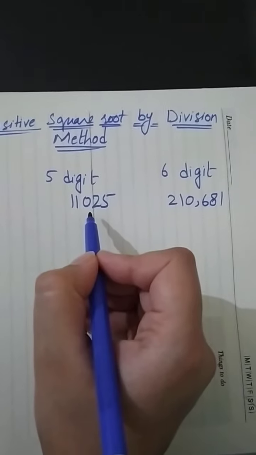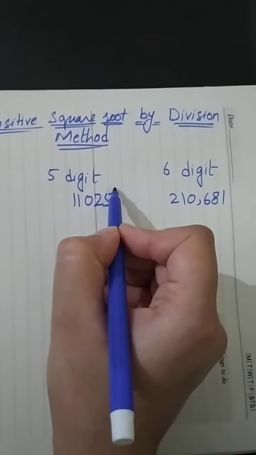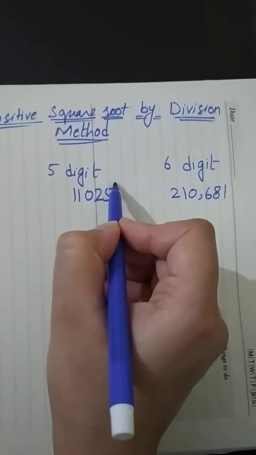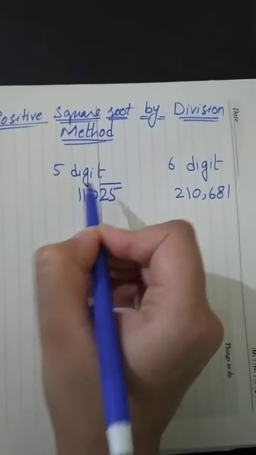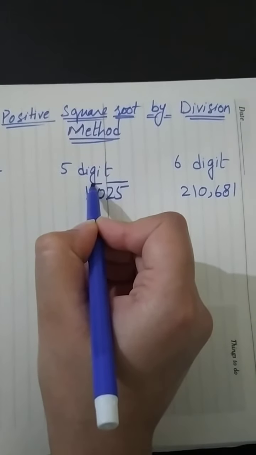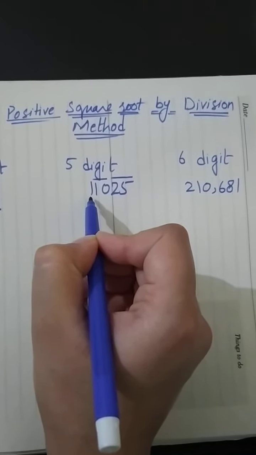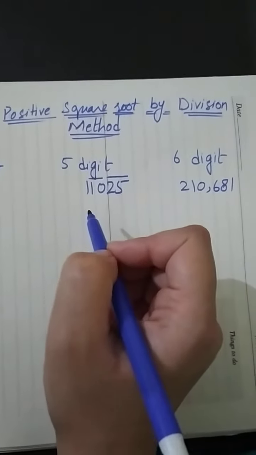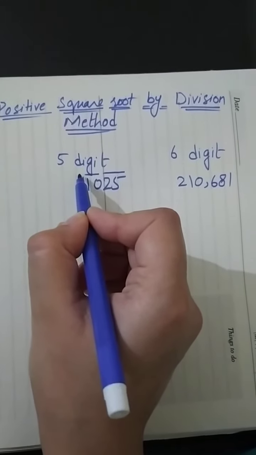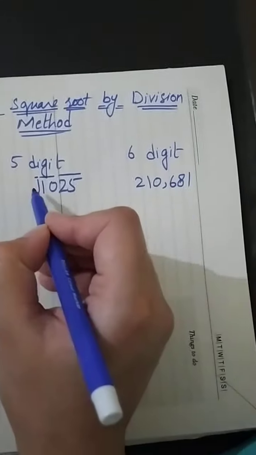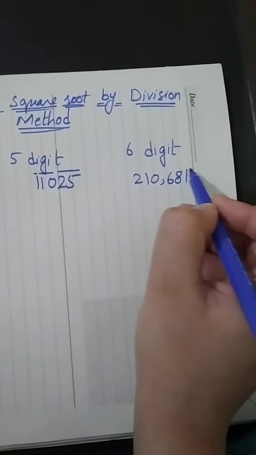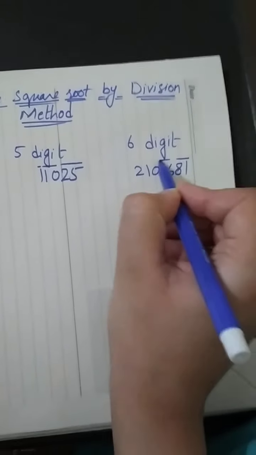In the case of 5 digits, starting to make pairs from the unit side, one pair contains 2 digits, the other pair contains 2 digits, and the last 1 digit remains as a lone digit without a pair. In the case of 6 digits, we have the first pair, second pair, and third pair, so 3 pairs.